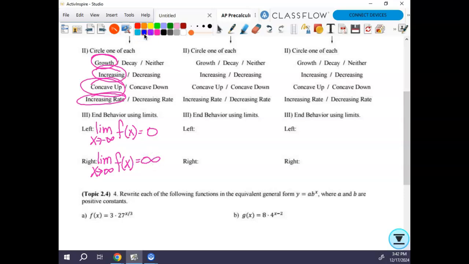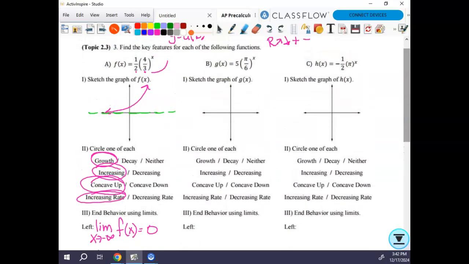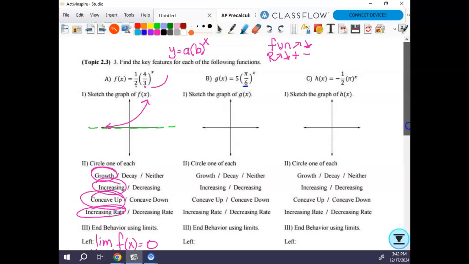All right, let's look at this next one. Okay, so we've got, I look at B, pi over 6. I don't have to know exactly what that is. Pi is about 3, so about 3 over 6 is going to be less than 1. So that's exponential decay. 5 would stretch it, but it's not really going to change what my sketch looks like. And it doesn't reflect, so it looks like this.